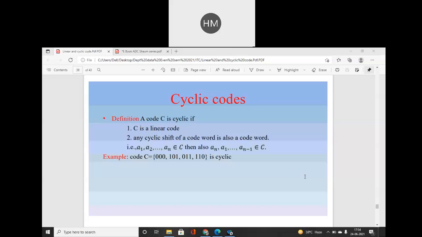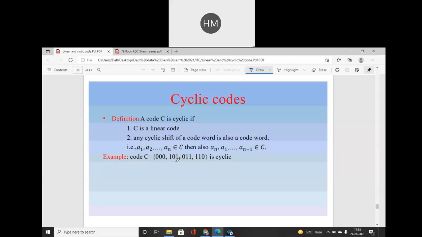What will you get after right shifting? Will you get this? Please check. Or will you get something else? And if I left shift the same code, what will I get? Is it right? 101 was my original code. I am just doing right shifting by one digit. Please, students, reply in the chat box.